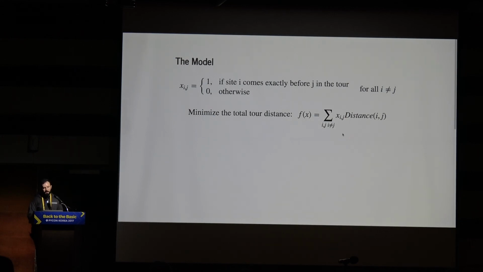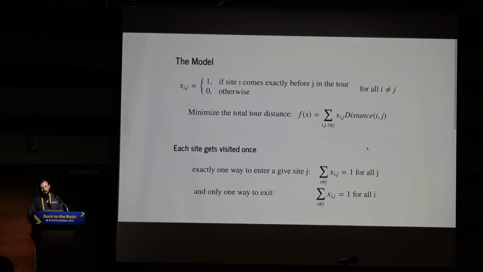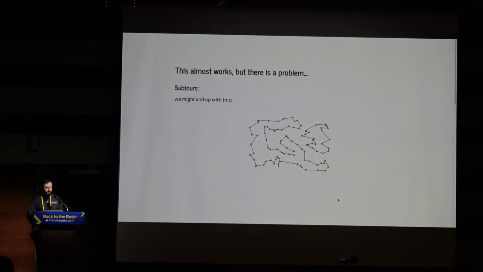The next thing would be the constraints. And you might have to think about this, but we want to constrain our tour to say that you only enter a city one time and you only leave a city one time, right? If you entered a city twice, this wouldn't make sense. So this first equation says if you sum over all of the ways you could enter a given site J, that there should only be one way to enter it. And likewise, if you sum over all the ways to get out of a city, there should only be one way to exit it.